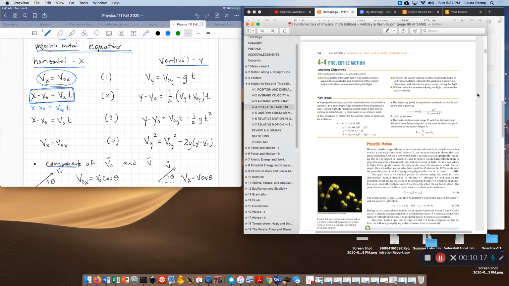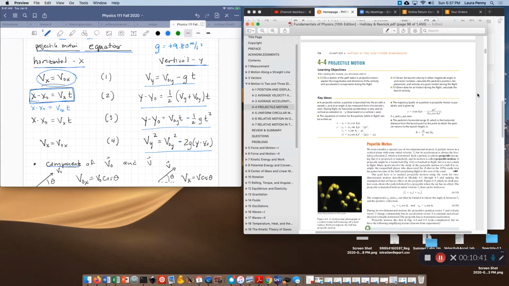In the vertical, we do have the 4 equations, where there is an acceleration. Remember that in these equations, g is a positive 9.80 meters per second squared. We already have the negative in here. That's telling us that it's acting down.